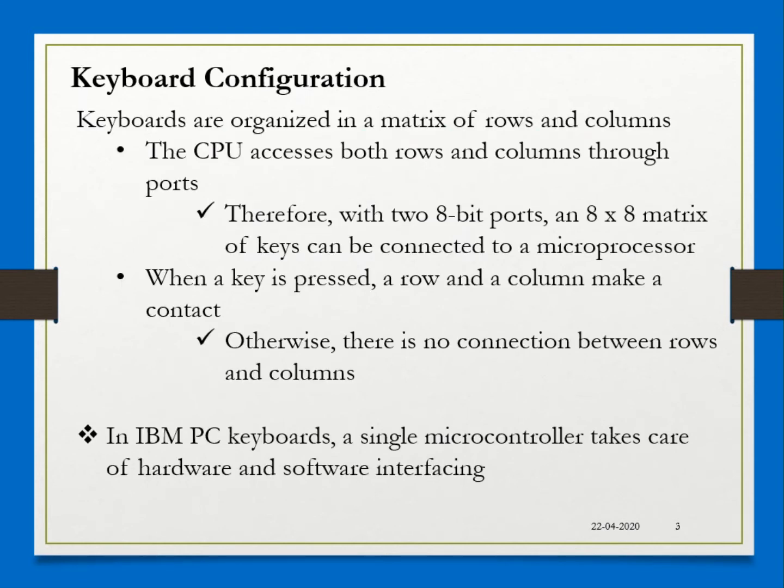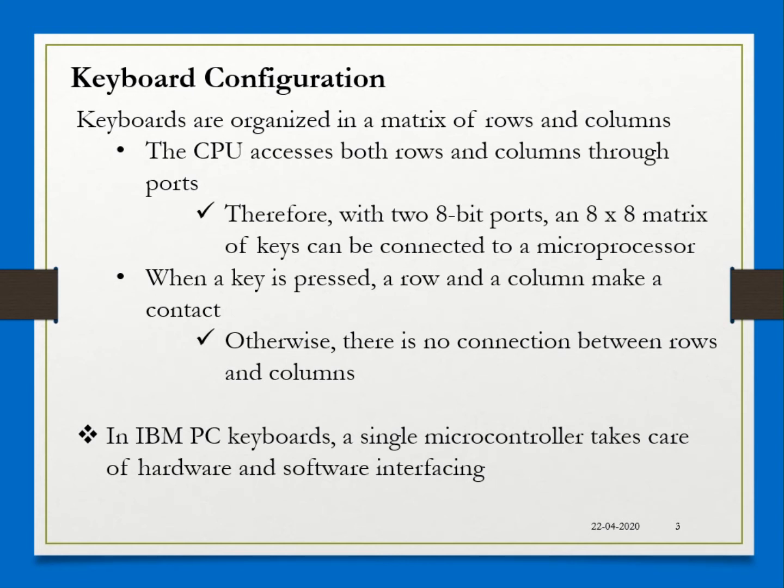So the keyboards are generally organized in a matrix form. Okay. So the matrix would contain rows and columns, all right? So the CPU will access both rows and columns through two different ports, all right? Since we know each port in 8051 has 8 pins, then at the most we can have 8x8 matrix of keys that can be connected to 8051.